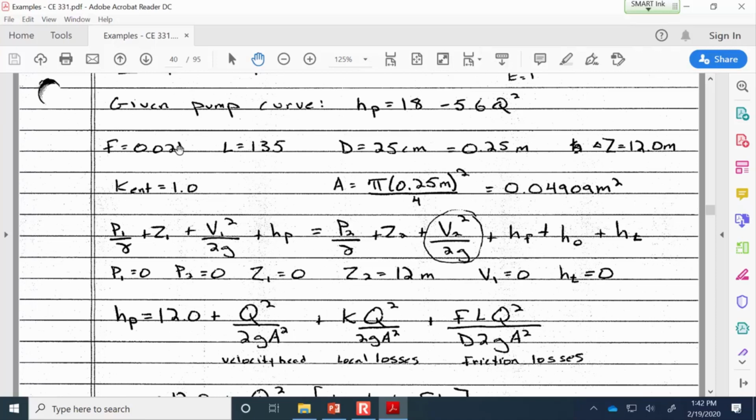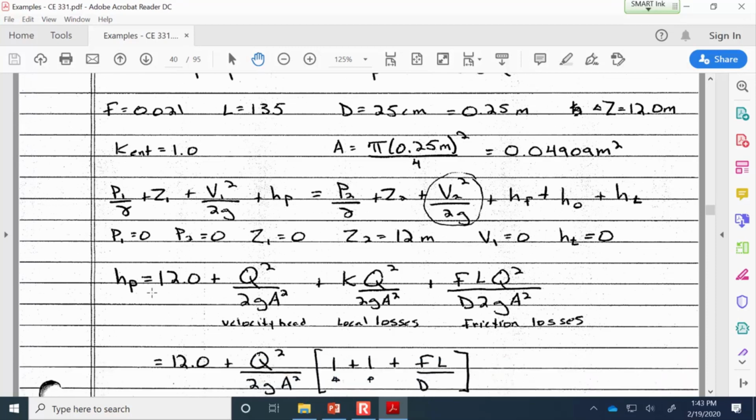All right, so we know the F value, the length, the diameter. We can calculate the area from the diameter. The delta Z is known. So if we rearrange in terms of H sub P, because we're going to try and set that equal to the system curve, the system curve equal to the pump curve, then the elevation that it has to lift the water is 12, and then there's all these other things that also contribute to how much pump head is required.